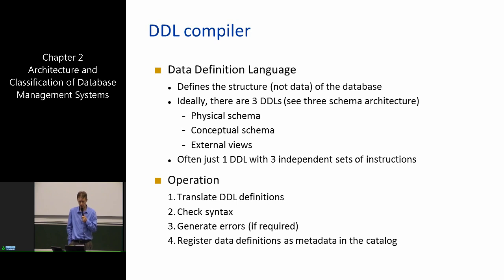How does a DDL compiler work then? Well, the DDL compiler is going to first look at the DDL definitions that have been submitted to it. It's going to translate the DDL definitions. It's going to check the syntax to see whether there are any syntactical issues with it. If there are syntactical issues with the DDL instructions, it's going to generate errors. And once there are no errors, once the DDL instructions can be successfully compiled, it's going to register the data definitions in the catalog, the heart of the DBMS. That's how it's going to work.